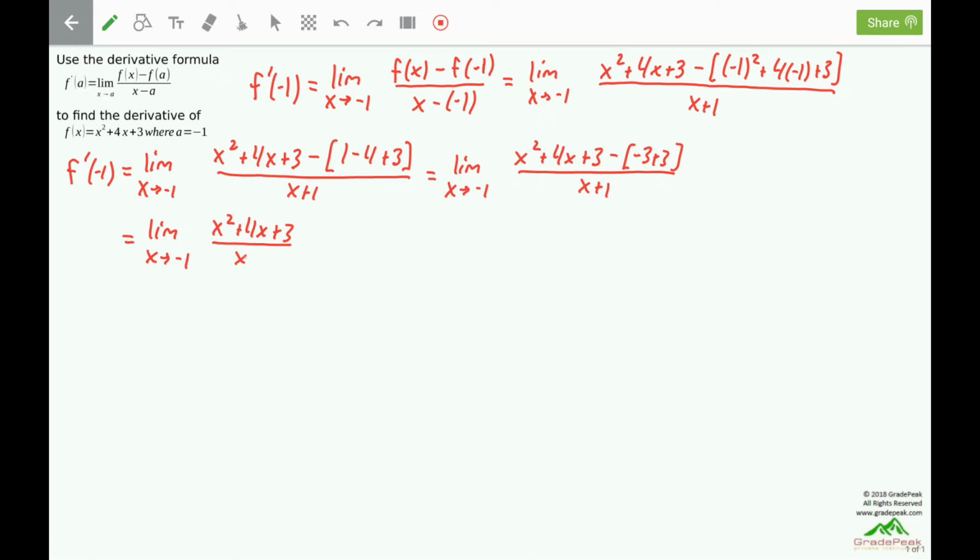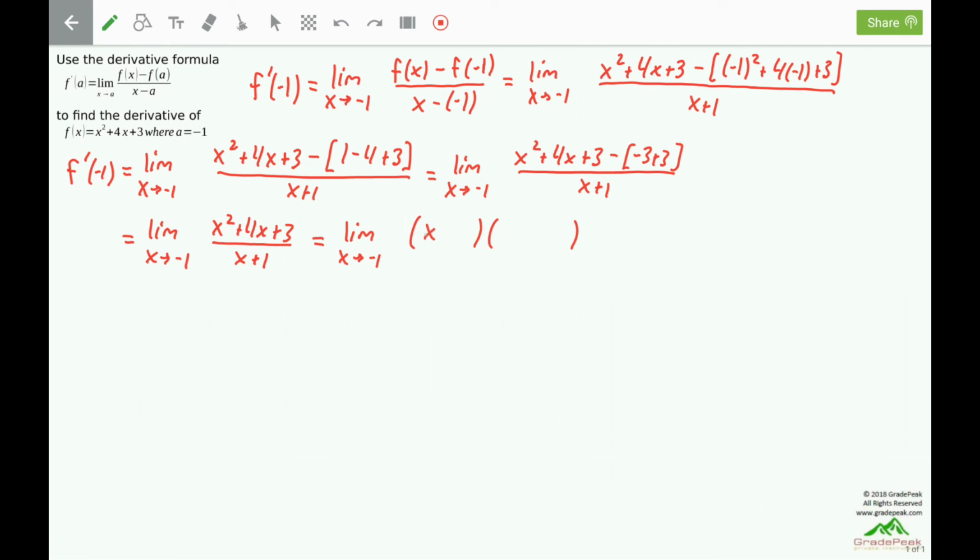This is still the 0 over 0 indeterminate form, because if you plug negative 1 in the numerator, you get a 0. If you plug negative 1 in the denominator, you also get a 0, and we have to factor that numerator. It's a trinomial quadratic. And because x is going to negative 1, I expect an x plus 1 factor in the numerator. We'll see if that happens.